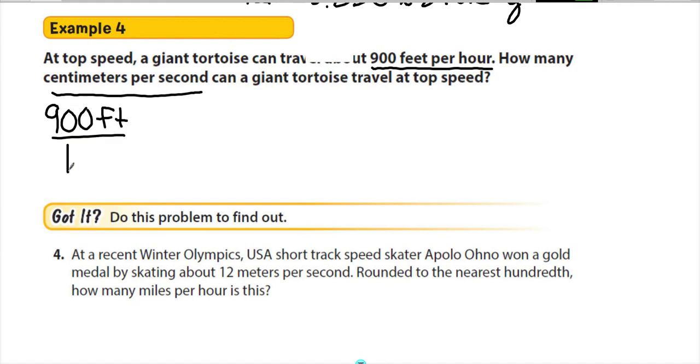And that's going to go over 1 hour. Now, we got to convert hours into seconds. So I always like to do the bottom one first, as you know. I don't know why, that's just what I like. So let's go ahead and change that.